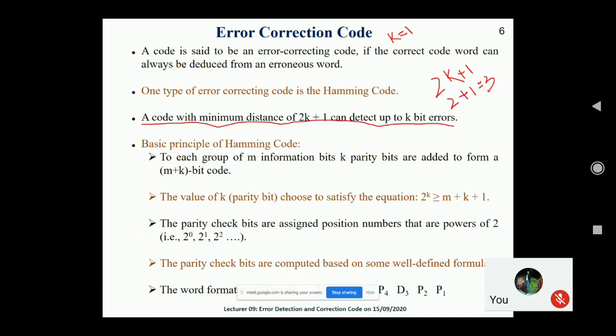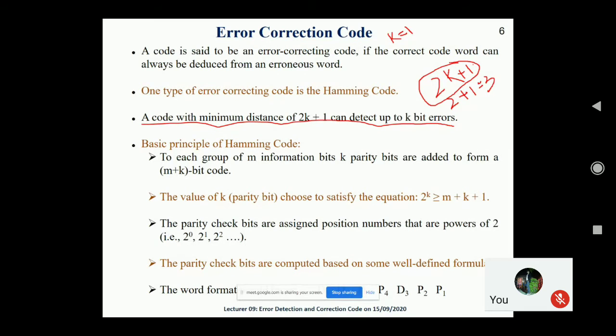If k errors are there, how much distance is required to correct the error, not detecting the error? So for detecting the error, it is required k plus 1, and for correcting the error, it is required 2k plus 1. That is the logic.